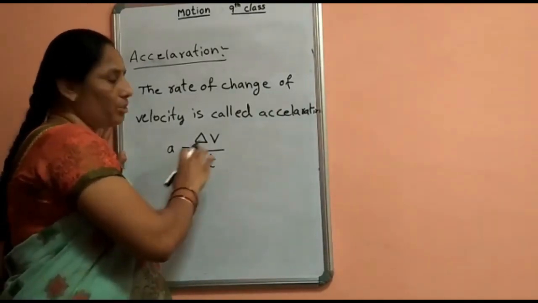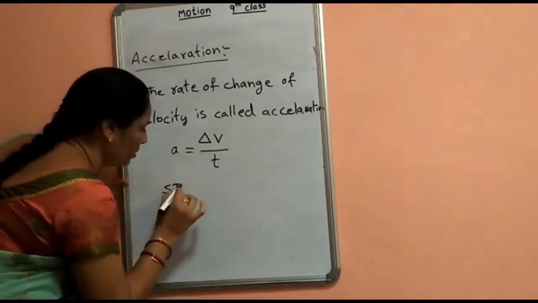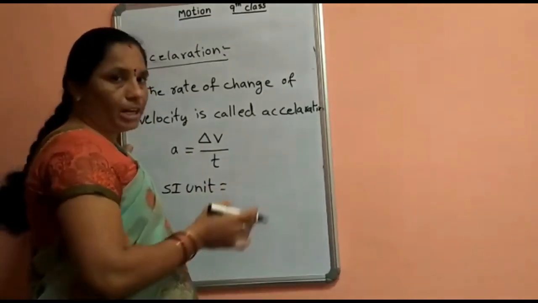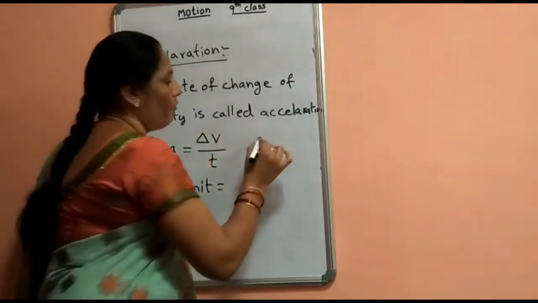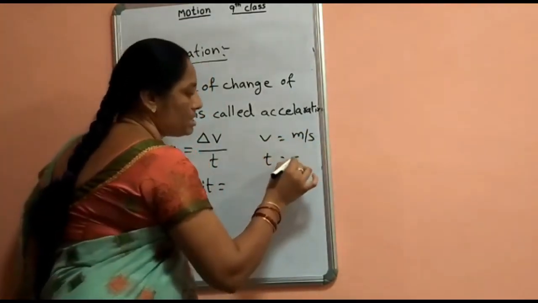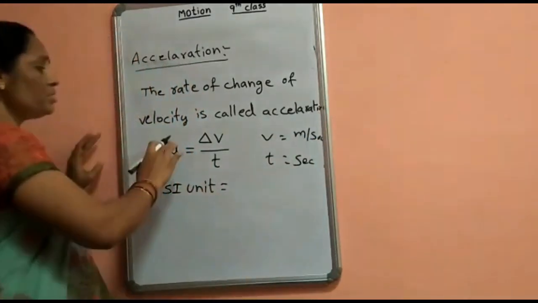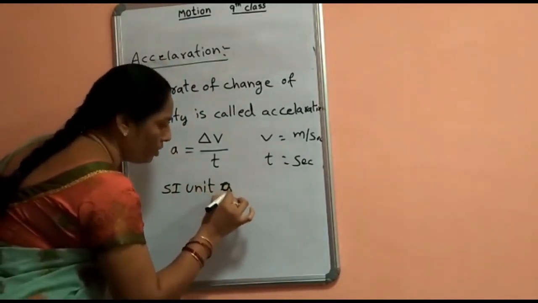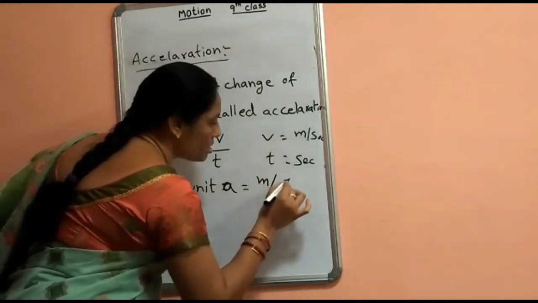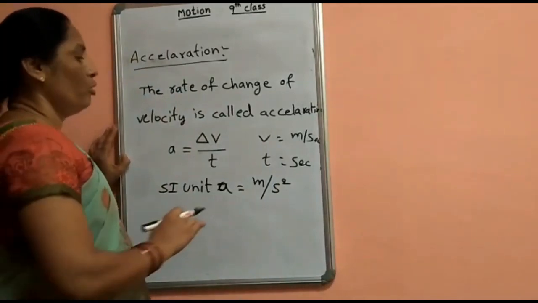So acceleration is equal to delta v by t. What is the SI unit? All of you know very well, the unit of velocity is meter per second, and the unit of time is second. So the SI unit of a is meter per second square.